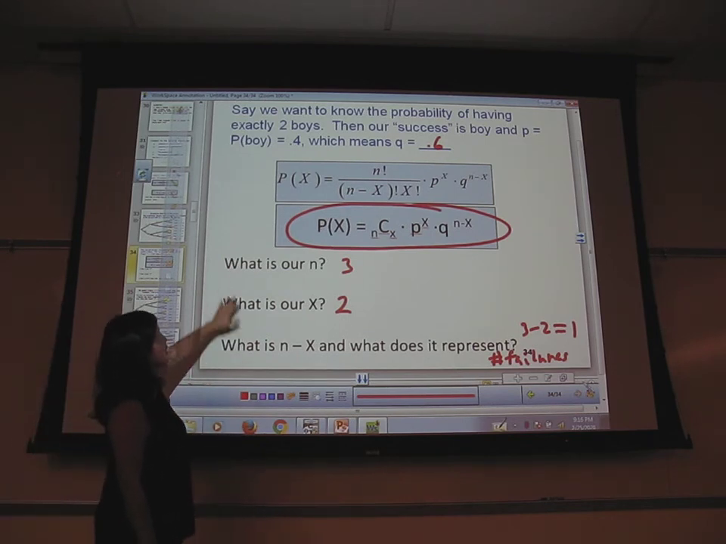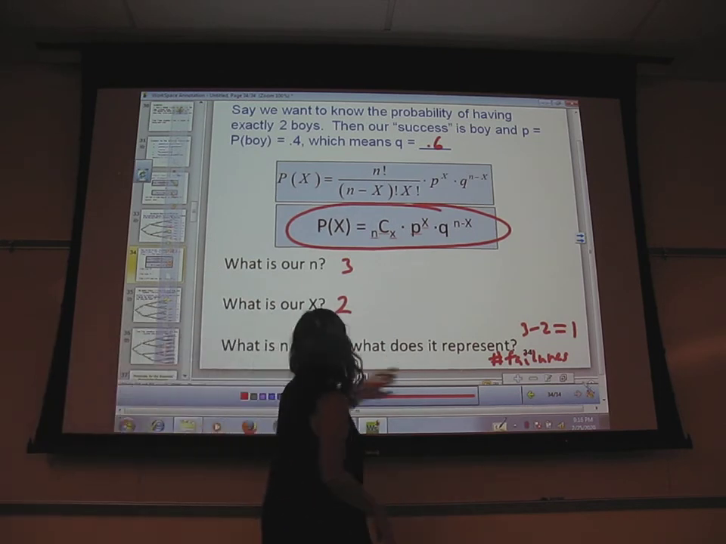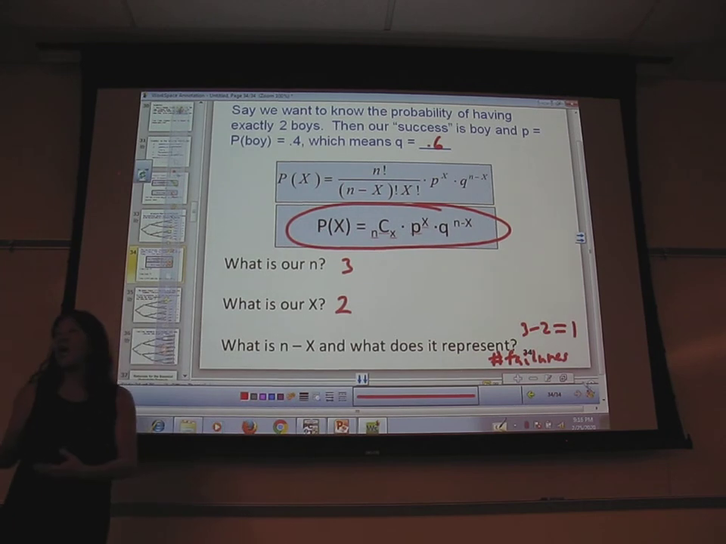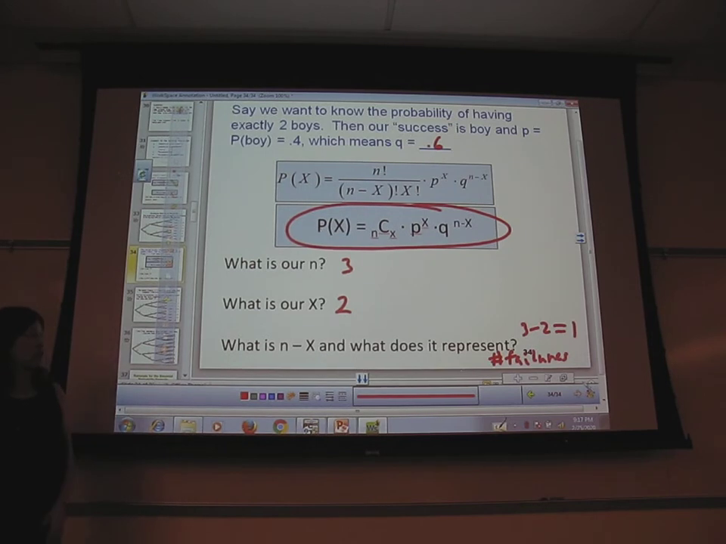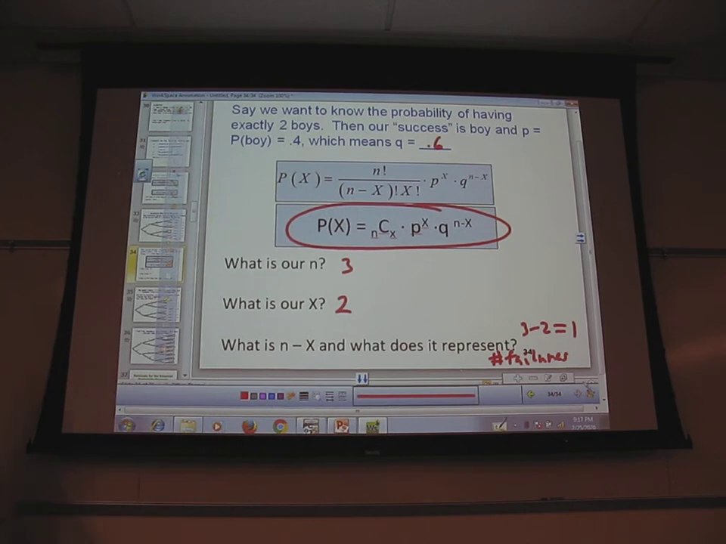So really, this n minus x represents how many are failures. Because either you have successes or failures, and you add them up, you better get n. Do you follow what I'm saying? If I have 5 kids and I have 2 boys, the rest better be girls, right? So these 2 numbers should always add up to n, always. If not, then you've done something wrong.